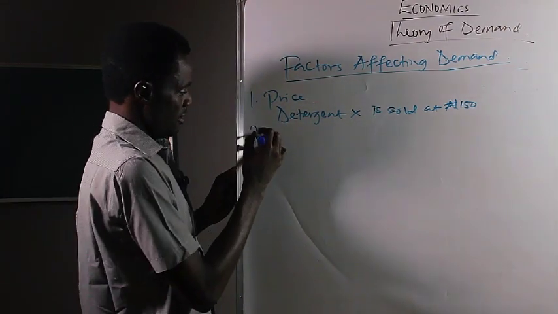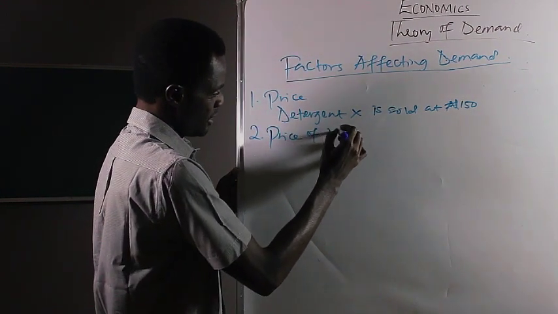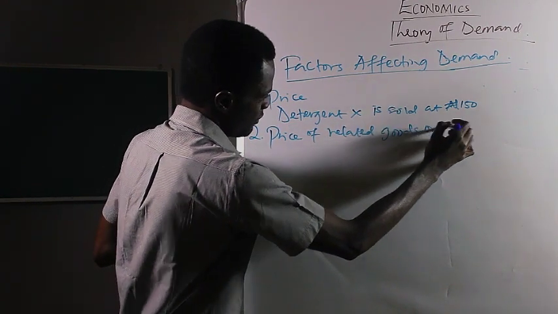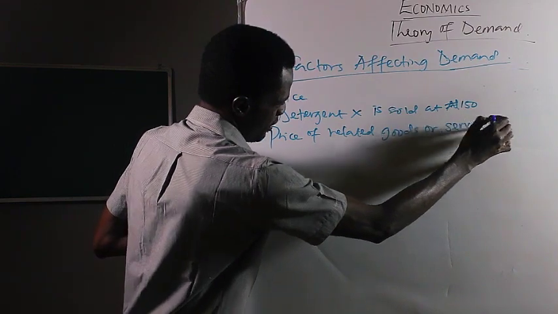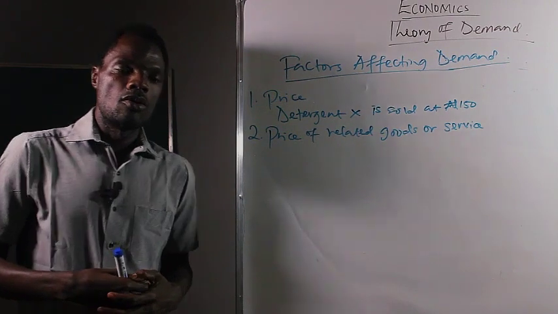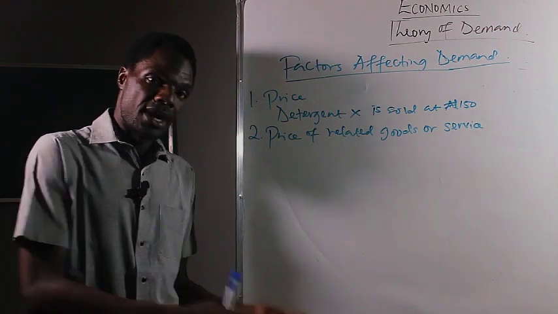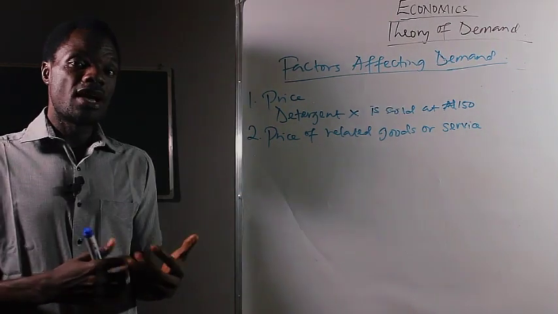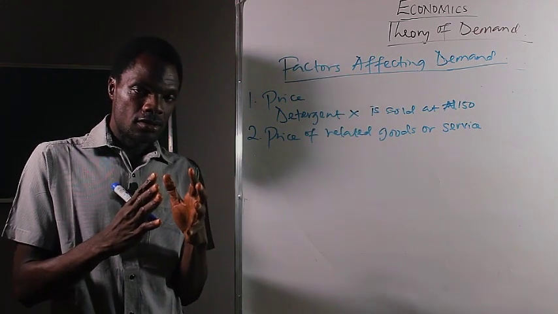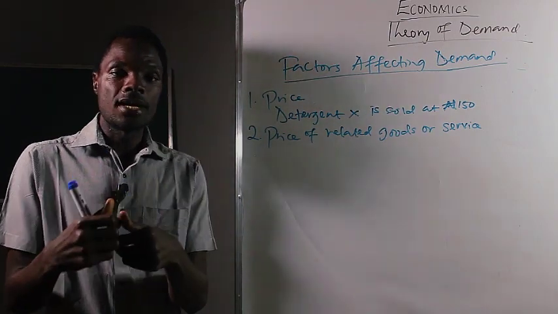The next thing that is affecting demand is price of related goods or services. Now, any good that is being sold in the market has a substitute or has another good that has a relation with the good, whether the good will complement it or will substitute it. As we have seen in the types of demand, there are goods whose relation is complementary. That means one cannot do without the other.